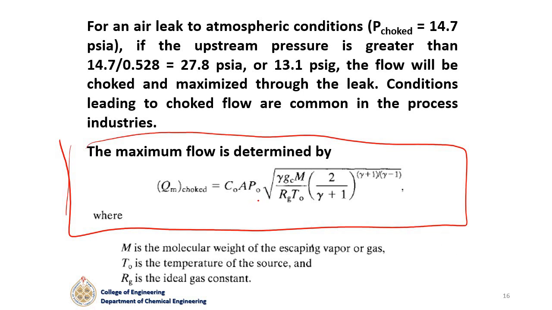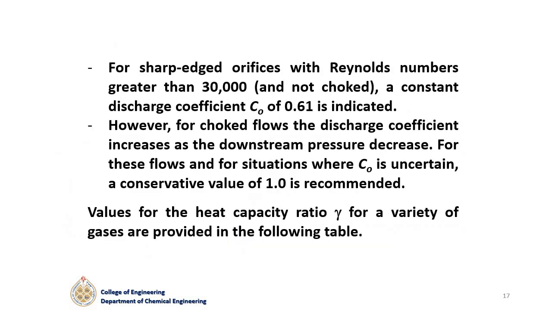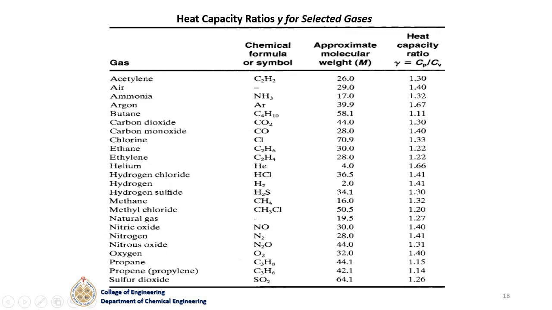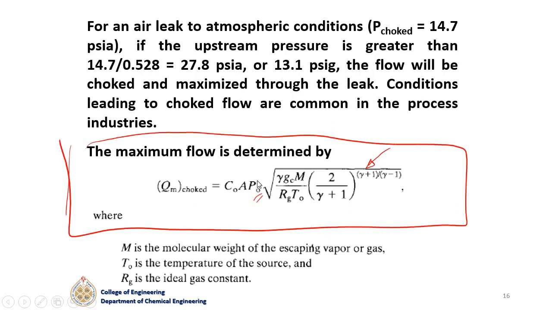Otherwise, all that I need here is just the P naught value, right? And I need the gamma value. And actually, if I cannot get the gamma value from here, I can get it from here. These are the gamma values, which is Cp over Cv, for all kinds of gases that could be released or could be escaping from that tank. So it could be a tank of ammonia. I can calculate the gamma of that, and then I'm going to substitute my gamma here to calculate my Qm choked.